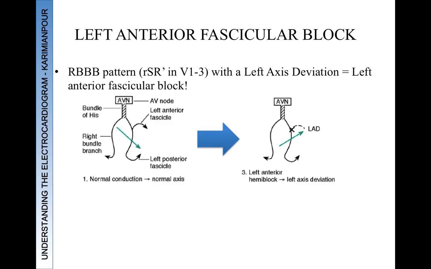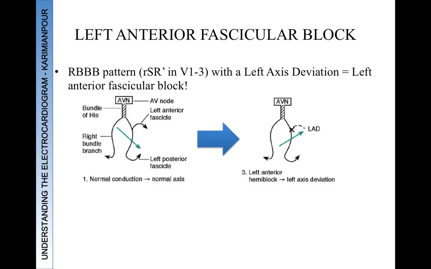So the left anterior fascicular block, this is the left anterior fascicle that comes off of the left bundle. Sometimes you can have a block of the left anterior or the left posterior fascicle as well. So what you should look for is a right bundle branch block pattern, so RSR prime in V1 through 3. And whenever you see that right bundle branch block pattern, look for the axis.